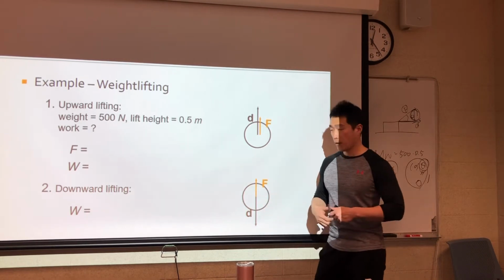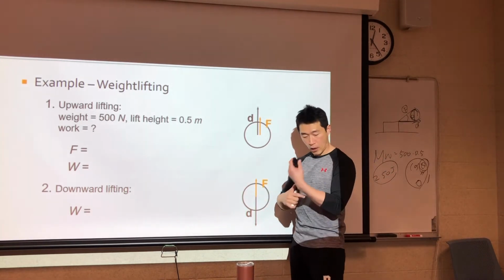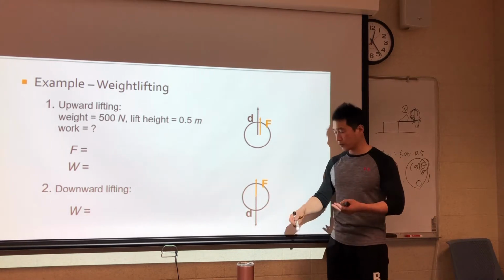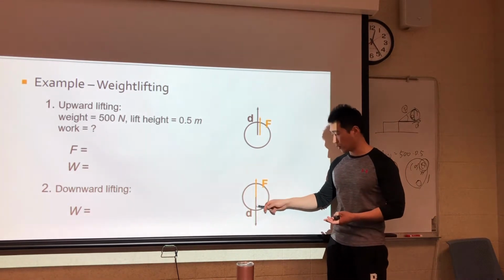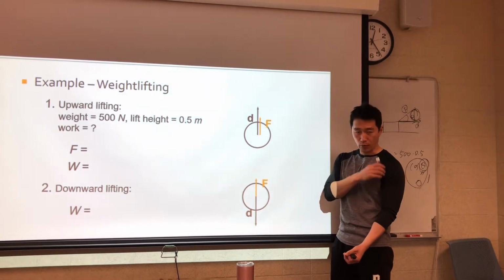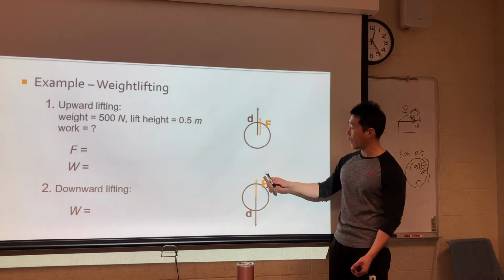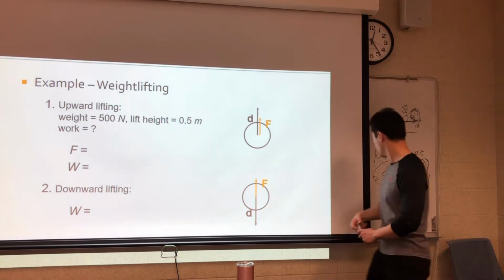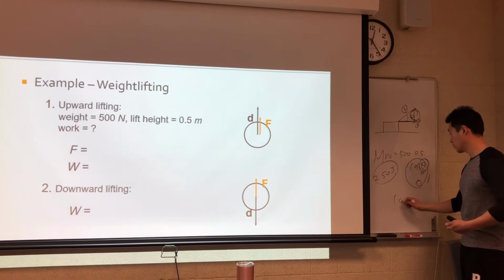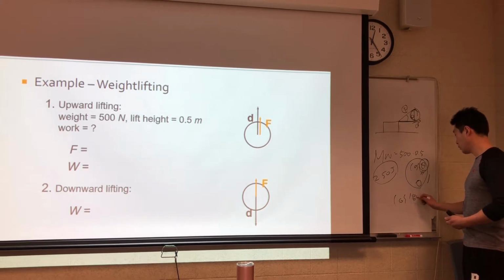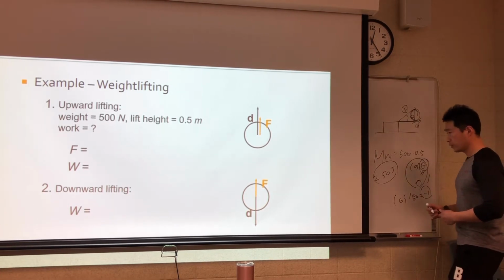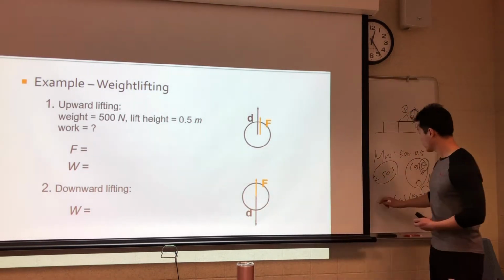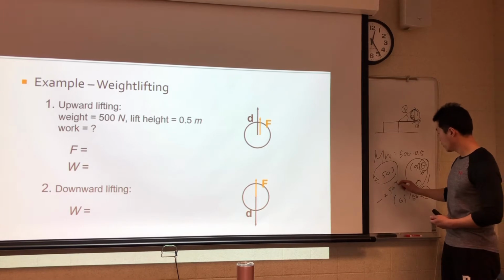How about downward lifting? You're moving downward this time, which means the direction of displacement is acting downward. Still your force is acting upward. Then how much is the angle between force and displacement? It is 180, so cosine 180 will be negative 1. Therefore the answer for this one will be negative 250 joule.